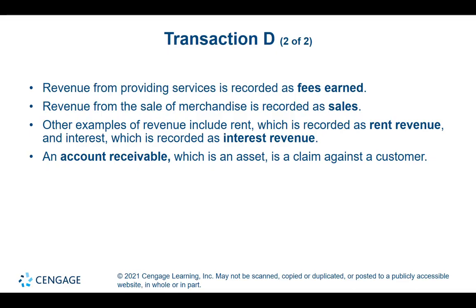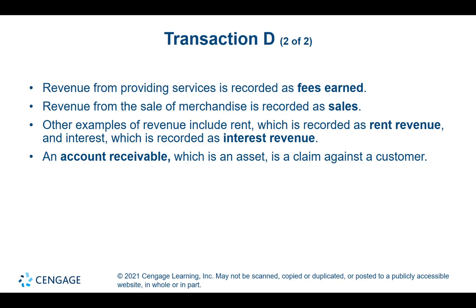In this chapter, we will soon learn of the asset account, accounts receivable, which is a claim against a customer. Why would the business have a claim against a customer? Because the business has provided goods or services to the customer. However, the customer has not yet paid the company, and so it's a claim against a customer.